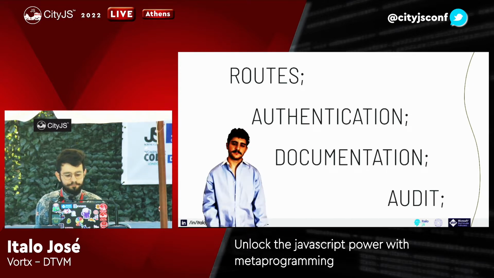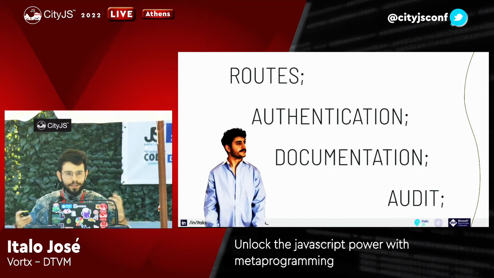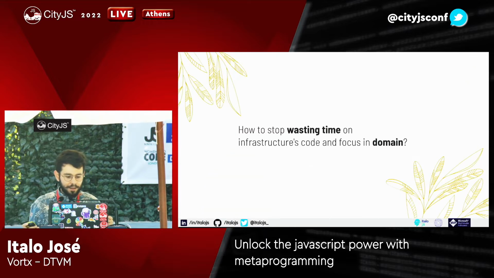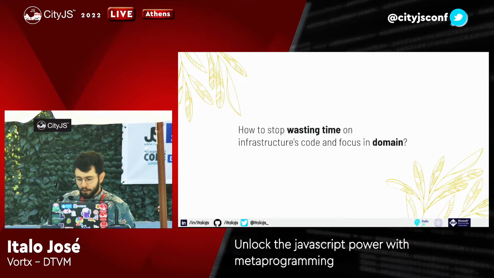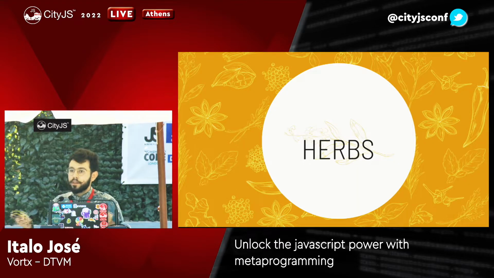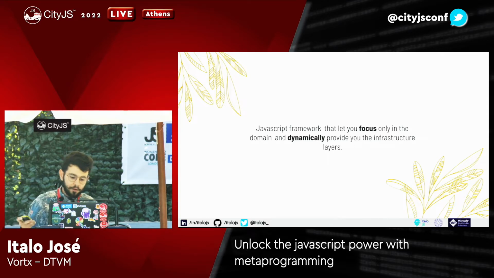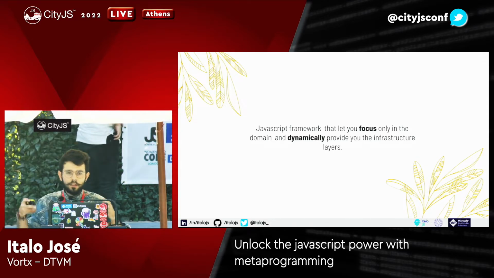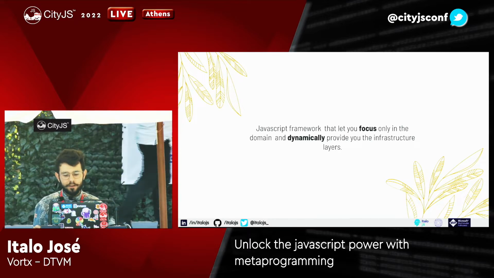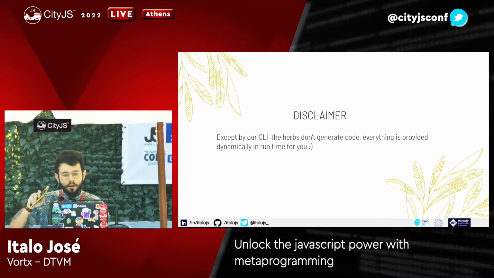I know it's a constant fight between the business team and the developers team, but how could we stop wasting time on infrastructure code and focus only on the domain? I would like to present you HerbsJS. HerbsJS is a JavaScript framework that lets you focus only on the domain and dynamically provides you the infrastructure layer. Just a disclaimer: except for our CLI, Herbs doesn't generate code. Everything is provided dynamically at runtime for you. And I will explain right now how it works.